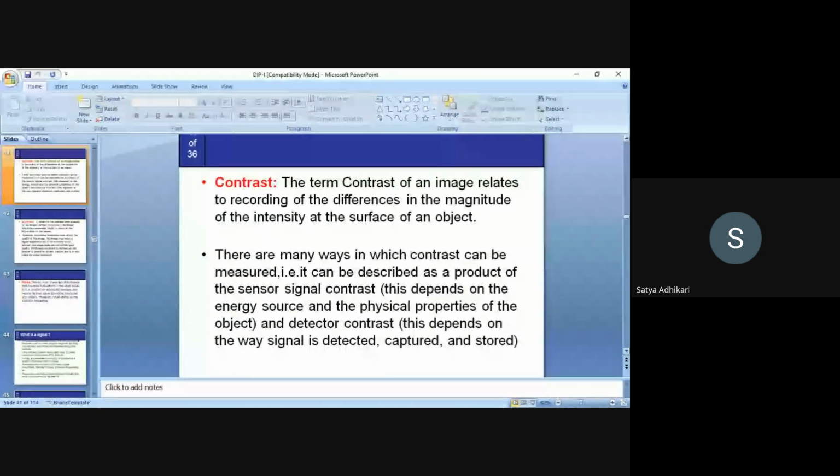After resolution and intensity, another term associated with the image is contrast. The term contrast relates to the difference in the magnitude of the intensity at the surface of the object. There are many ways in which contrast can be measured. It can be described as the product of the sensor's signal contrast, which depends on the energy source and physical property of the object, and the detector contrast, which depends on the way the signal is detected, captured and stored.